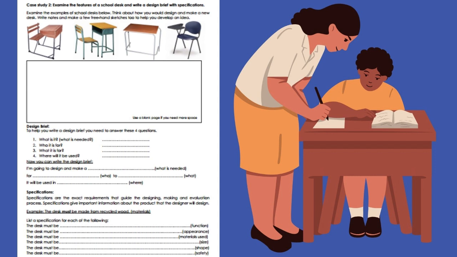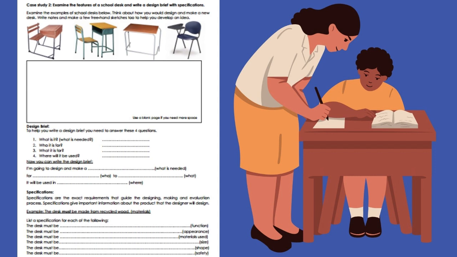I'm going to design and make a what is needed, for who. It will be used for what, in where. Specifications. Specifications are the exact requirements that guide the designing, making, and evaluation process. Specifications give important information about the product that the designer will design.